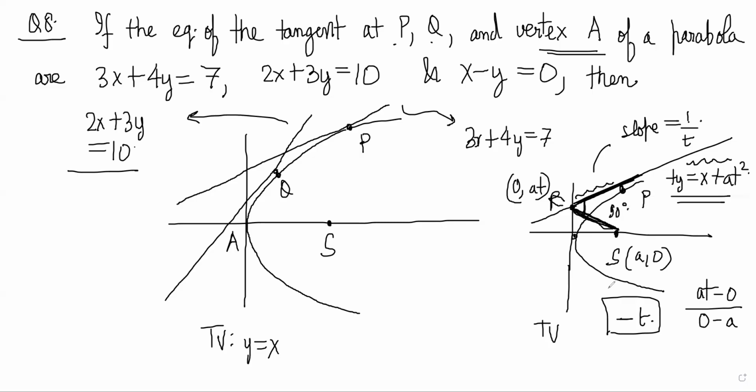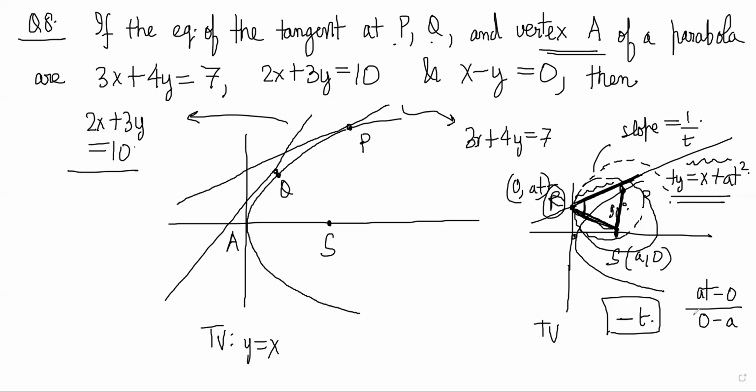So basically what we understand here is if you make a circle with PS as the diameter, then point R lies on the circle, right? With PS as the diameter, point R will lie on the circle. So basically the circle with PS as diameter touches the tangent at vertex, right?